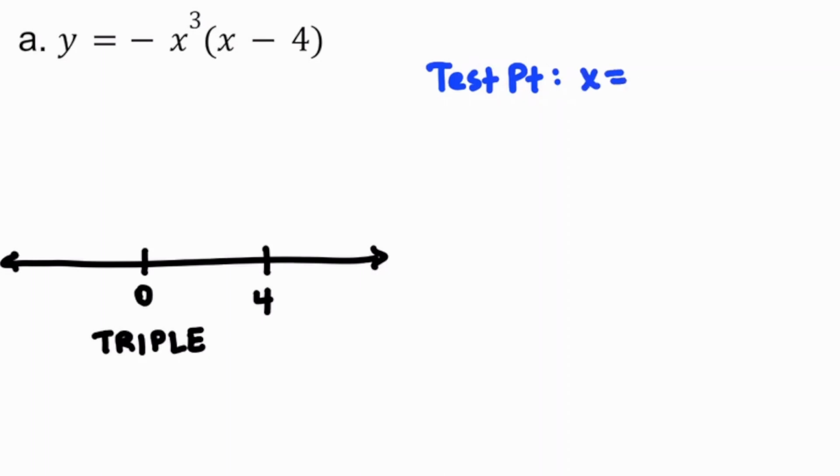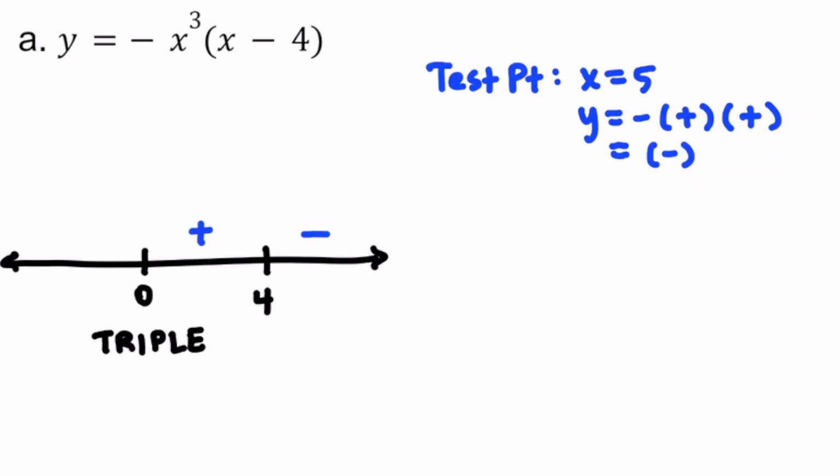Maybe x equals 5. When x equals 5, y is equal to negative multiplied by 5 to the third, which is going to be a positive number, multiplied by 5 minus 4, which is also a positive number. So negative times two positives is negative. And then over here at a single root, the sign will change because the multiplicity is odd. And then at a triple root, the sign is also going to change because the multiplicity is odd. It's just that the graph is going to hesitate.